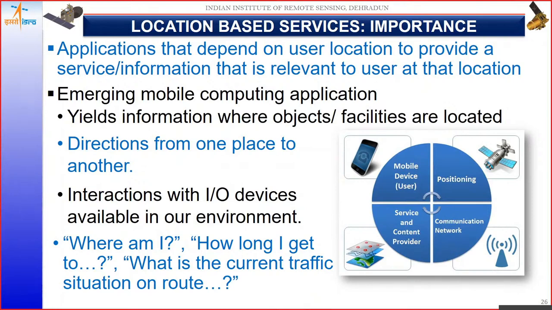Location-based services, or LBS, are the applications that depend on the user's location to provide service information that is relevant to the user at that time. That is why it is an application which is becoming more and more popular, and in fact all of us are using it these days, where we avail different kinds of facilities or reach a particular facility while using these kinds of mobile apps. This is nothing but a convergence of different kinds of technologies.